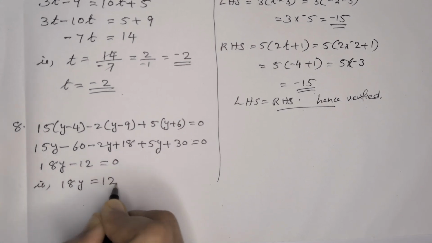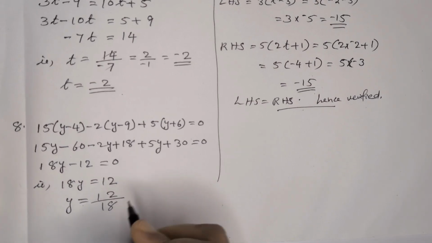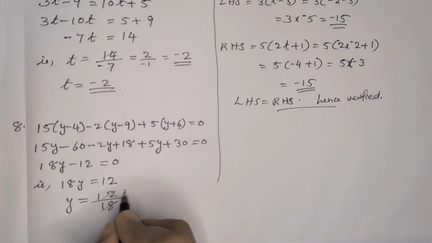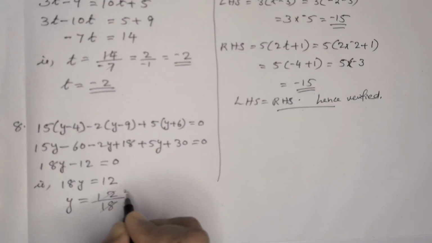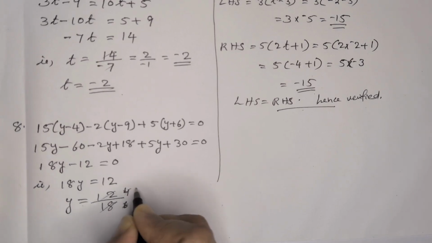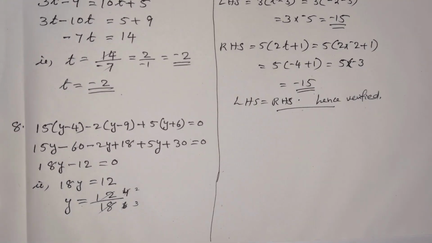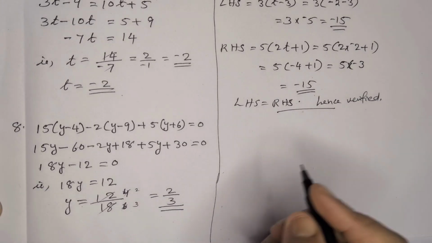That is, 18y is equal to 12, which means y is equal to 12 by 18. We can divide by 6, 2 here 3 times. We can divide by 3: 4 3s are 12, 6 3s are 18, then it will become 2 by 3. So y is equal to 2 by 3. So the value of y is equal to 2 by 3.